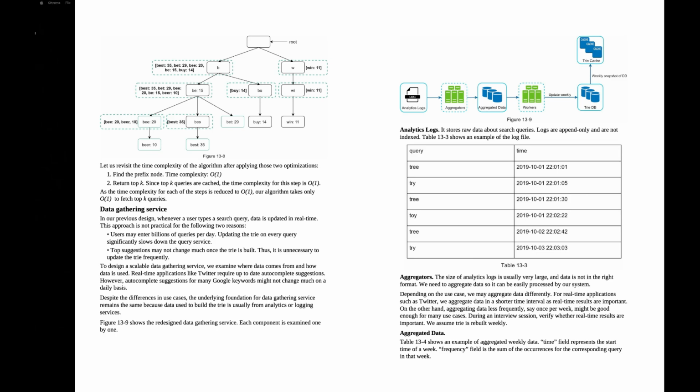I thought updating early is too costly, so weekly is fine. Users may enter billions of queries per day. Updating a trie on every query significantly slows it down. Yeah, I was saying that top suggestions will not change with every search the user is making. It would still be the same. So that is the reason we need not update the trie every time we are querying.